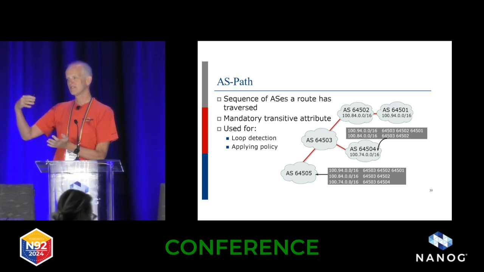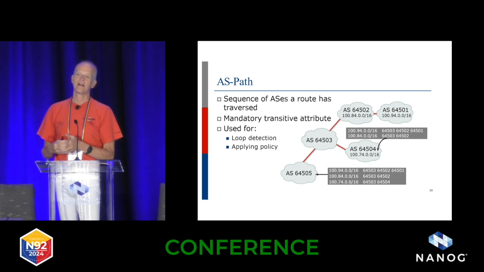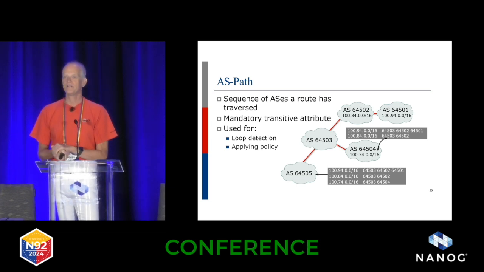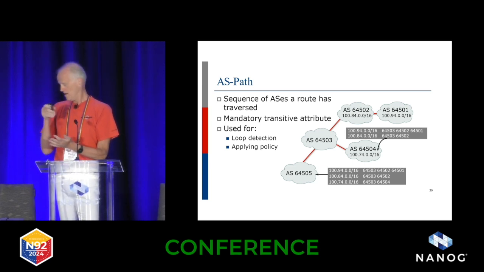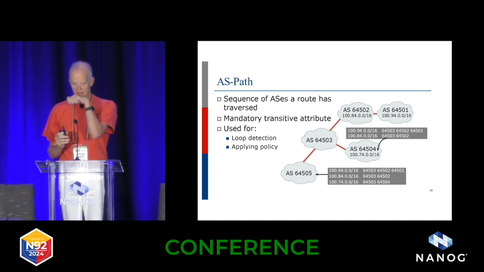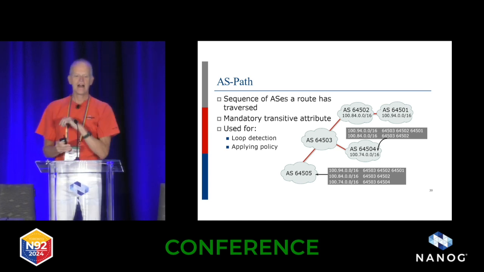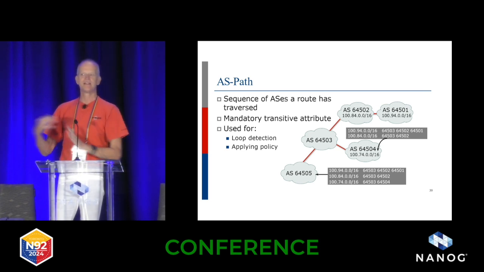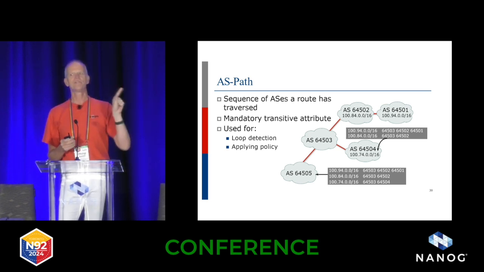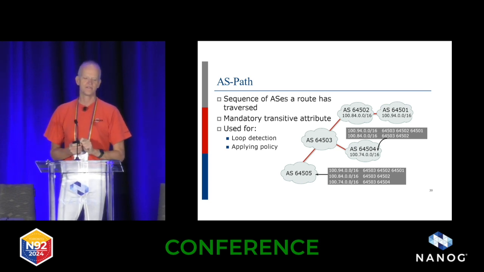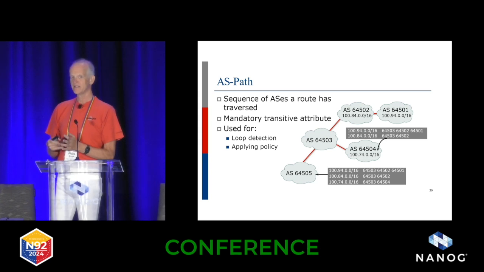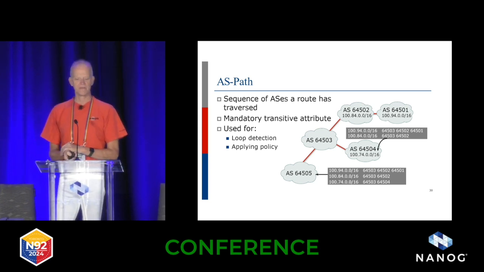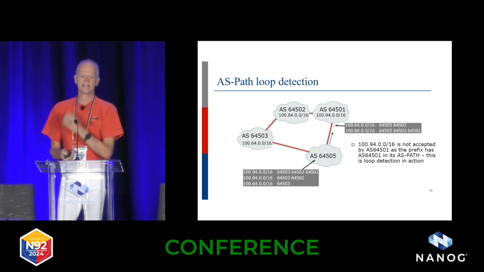But that lets you, as the one who's learned the prefix, know which autonomous systems the prefix has jumped through. So that's very important for loop detection, and also for applying policy, because you can then do policies based on, I don't like that AS, I'm not going to send my traffic that way, I'm going to send it another direction. So that's very, very important. So every prefix you learn will have a list of autonomous systems attached to it saying this is how that prefix got to me.